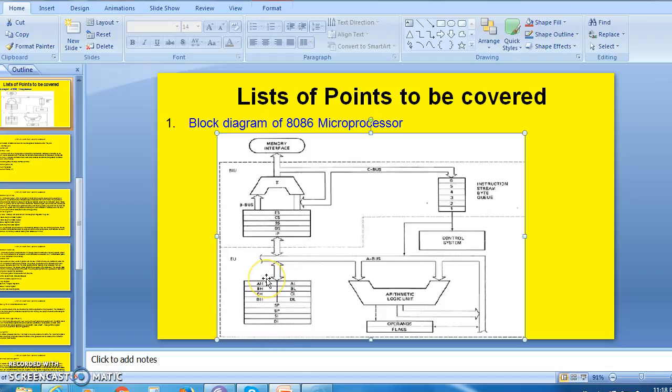So these general purpose registers can be used for temporary data storage or address storage. Along with this, they are also used for other purposes, like AX register is called an accumulator, BX is used as a base register, CX most of the time we use as a counter, and DX is used to hold the address of memory or the IO devices, especially when we do the interfacing.